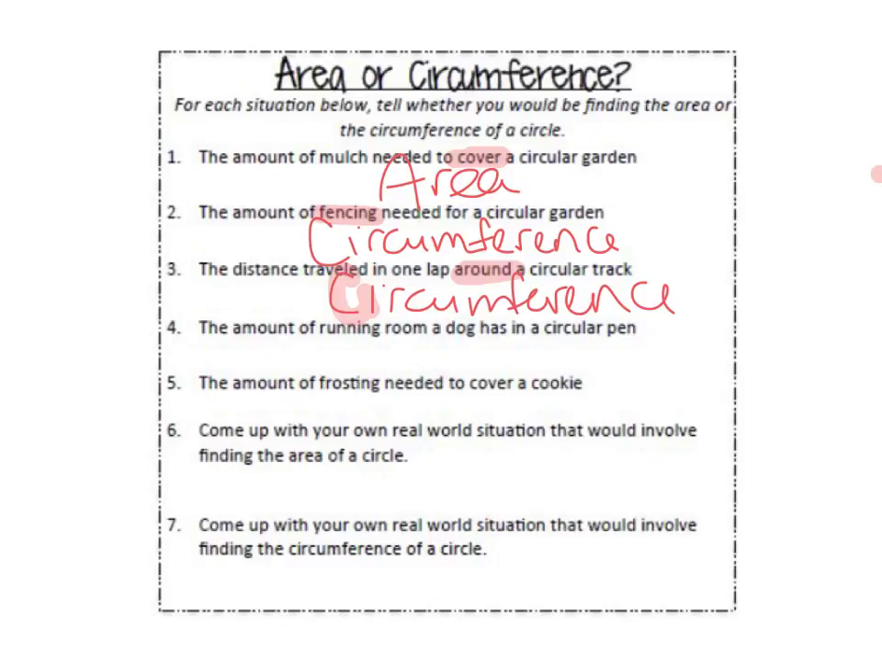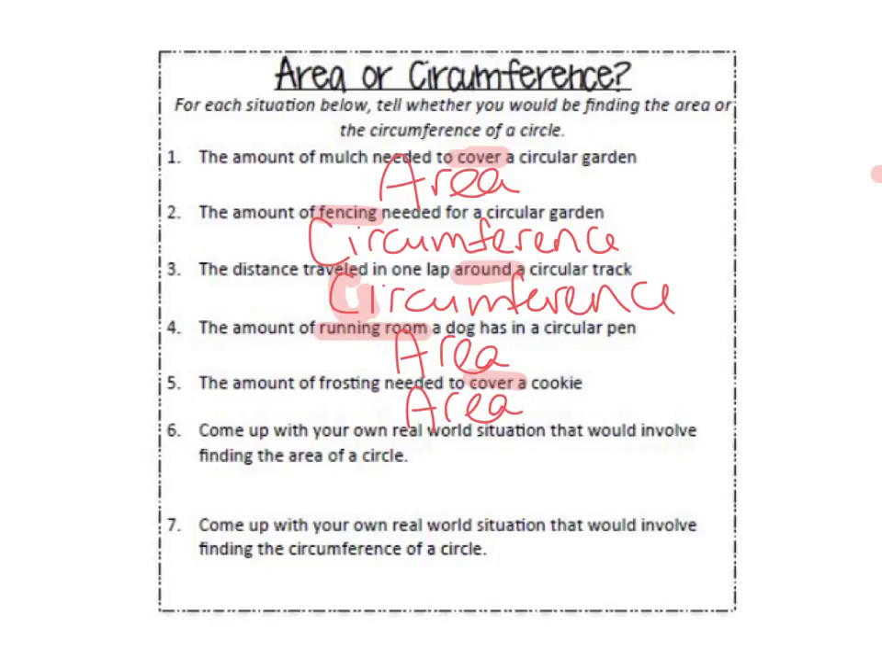Number 4, the amount of running room a dog has in a circular pen. If you think about it, running room means that it's going to have the whole area on that. So we're looking for area. And number 5, the amount of frosting needed to cover a cookie. So again, the keyword is cover. So we're looking for area.